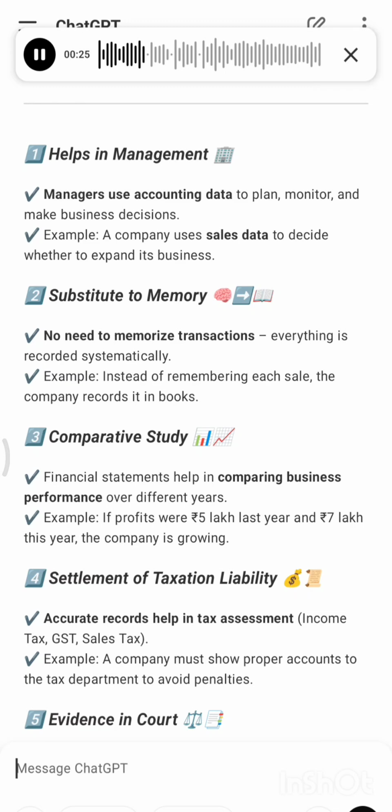Substitute to memory. No need to memorize transactions, as everything is recorded systematically. Example, instead of remembering each sale, the company records it in books. Comparative study. Financial statements help in comparing business performance over different years. Example, if profits were 5 lakh last year and 7 lakh this year, the company is growing.